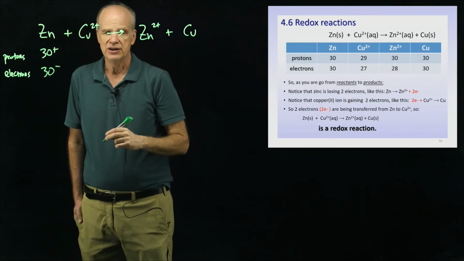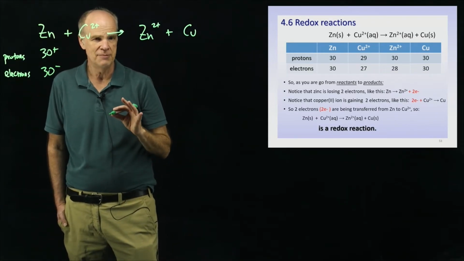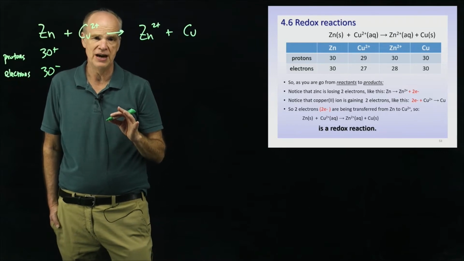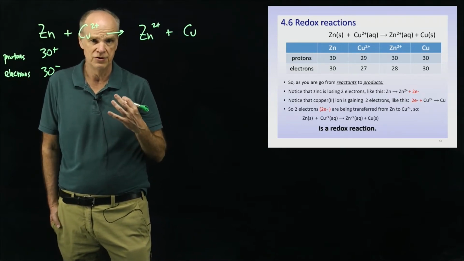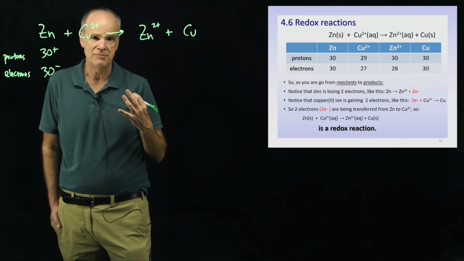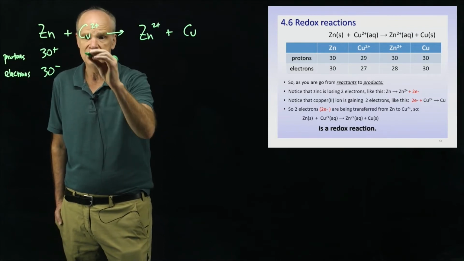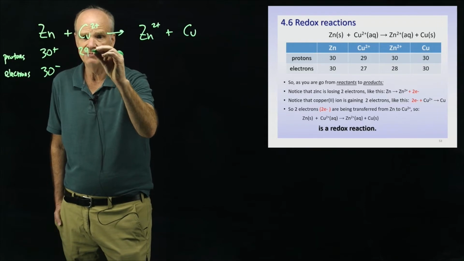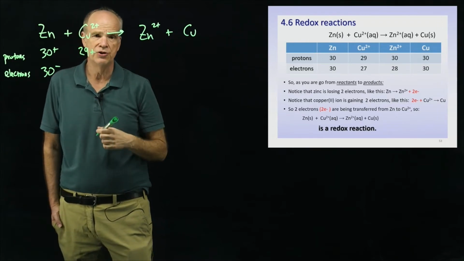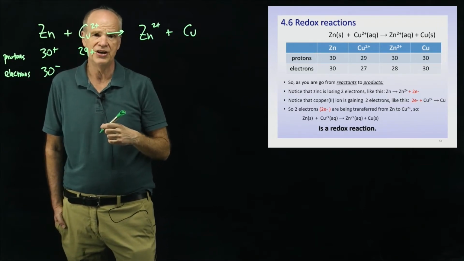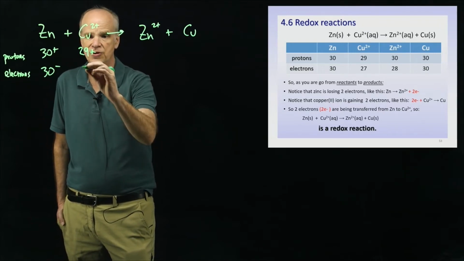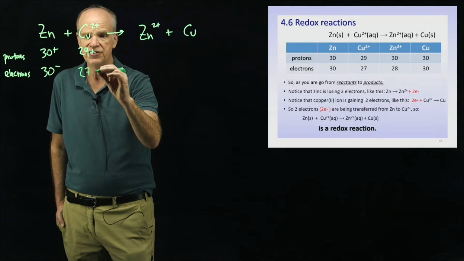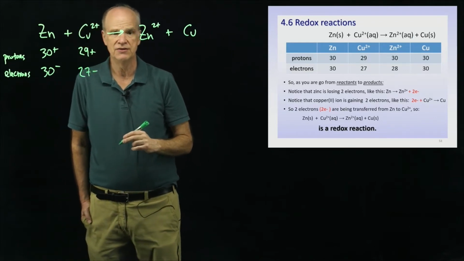Okay, now the copper ion. If you look up copper's atomic number, you'll find that it's 29. That means all forms of copper, whether it be copper metal or copper ion, will have 29 protons. So it's going to be 29 positive charges. But here we're dealing with the copper 2+ ion, and so it's going to have 2 electrons less than normal. And so it's only going to have 27 electrons and 27 negative charges.